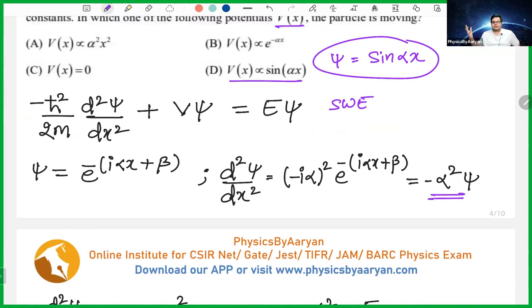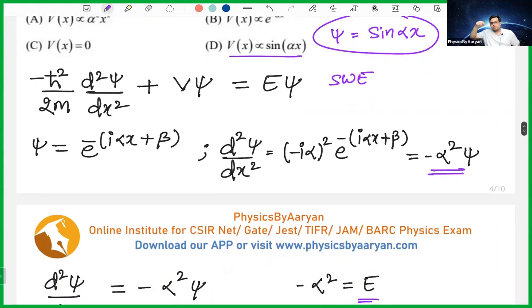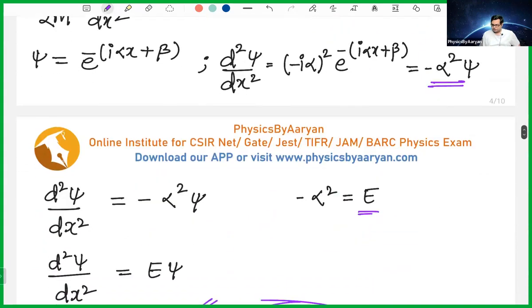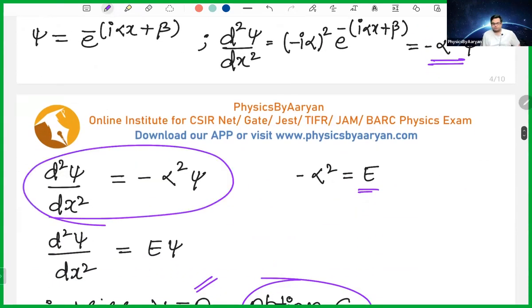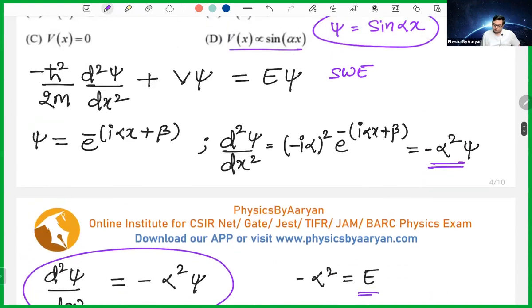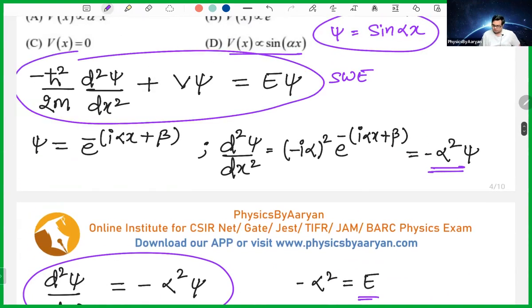Your wave functions will be sine alpha x, not your potential as such. So potential is not oscillating, wave function is oscillating. That's a very big difference. So you get this equation. If you compare this with your Schrodinger equation, when will this equation be true?